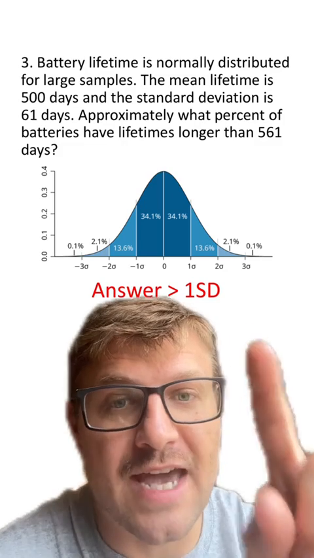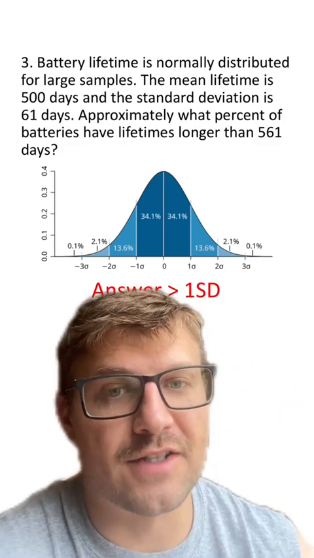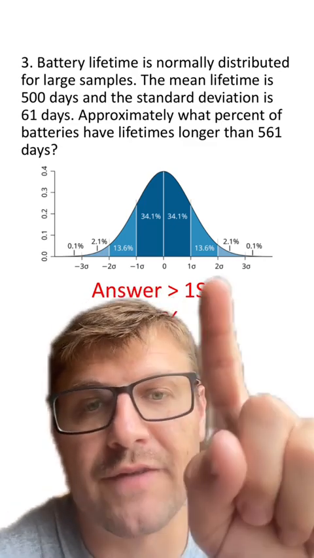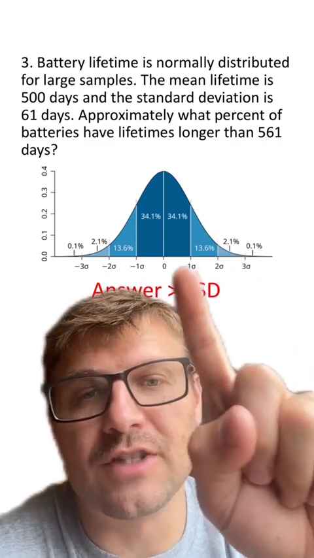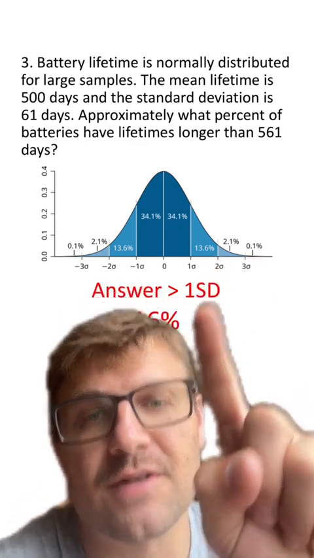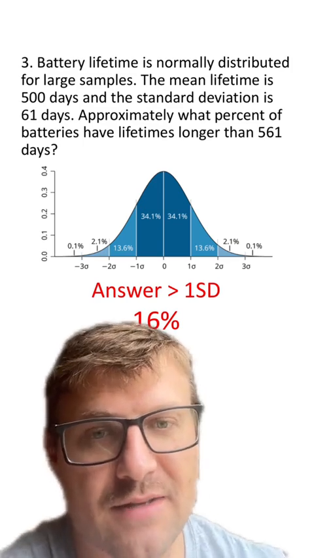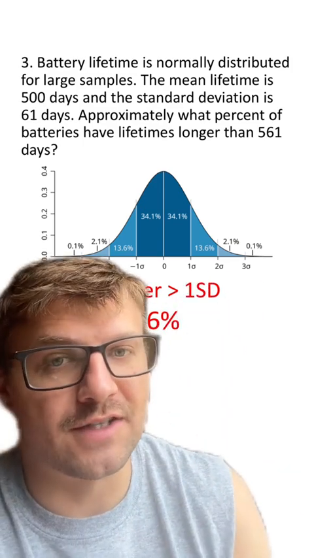So what this question is asking is what percent of the batteries are going to last more than 561 days? To find that answer, all we have to do is calculate what this portion of the graph is. Remember that the whole graph is going to be 100%, so all we have to do is take that 100% and subtract these numbers, and what we get is 16%. 16% of the batteries are going to last longer than 561 days.